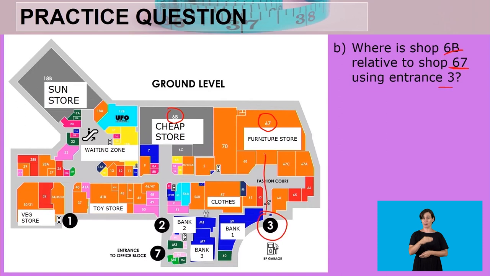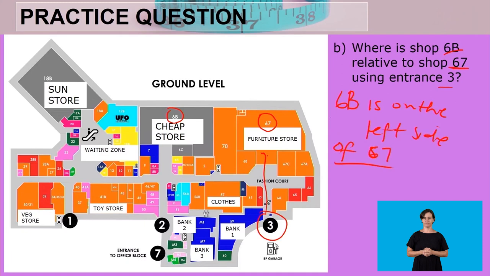Then you go to shop 67, and then we want to know where shop 6B is relative to this shop 67. It is on the left side of shop 67. So shop 6B is on the left side of shop 67. So that is our answer.